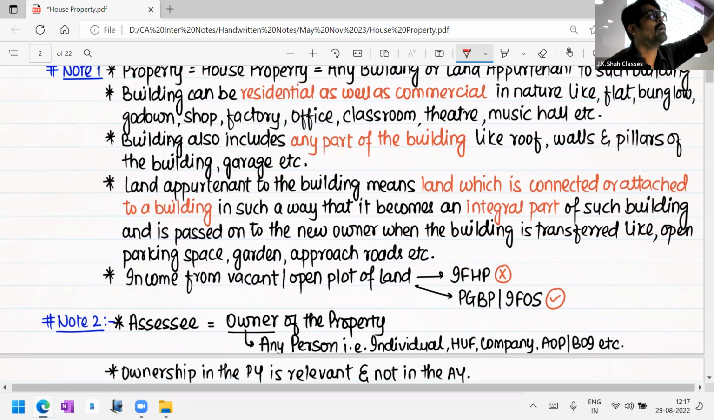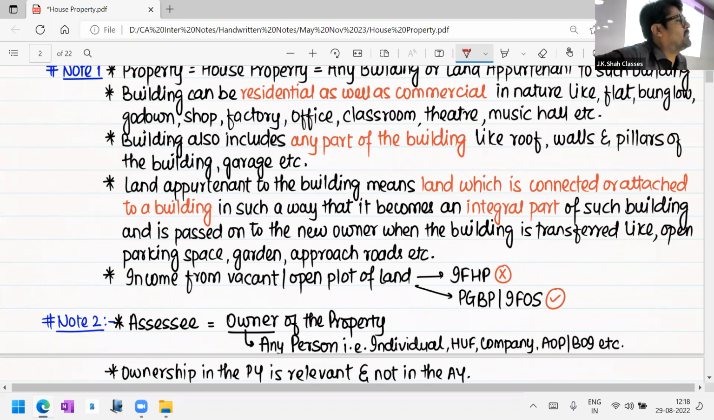So first thing you came to know: it is an open plot of land, and on that a small building is constructed. Is this land attached to the small building? No. So this is not land appurtenant to the building, and if it is not, this land cannot be treated as house property. It is as good as an open or vacant plot of land. Whatever rent you are getting has to be income from other sources or PGBP, and cannot be taxed under the head house property.